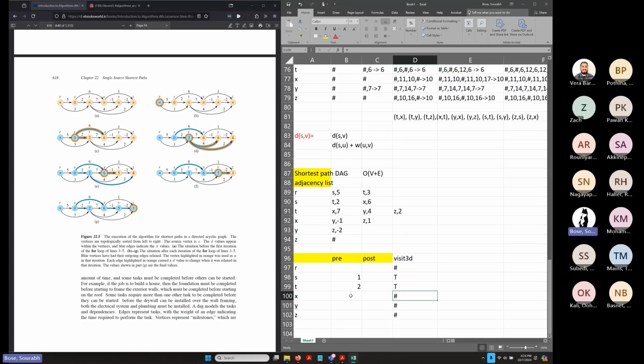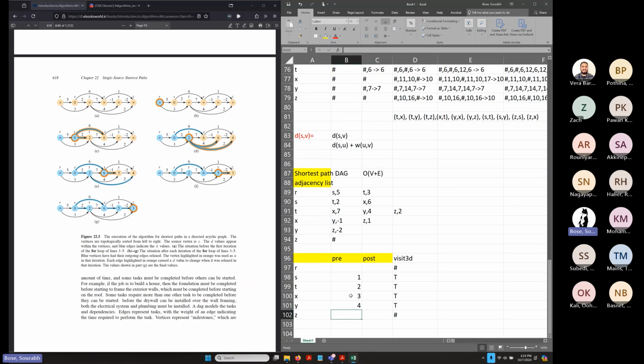From T, we will go to X, the first one. Remember, it's a depth first search, so I'll just pick the first available one. So X becomes 3, and that's also visited, as in gray node, not white node. Definitely no black nodes yet. Then from X, we are going to Y. Cool, that gets 4. Y is visited as well.